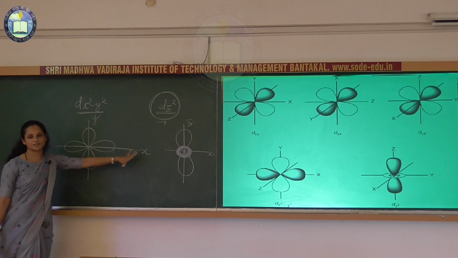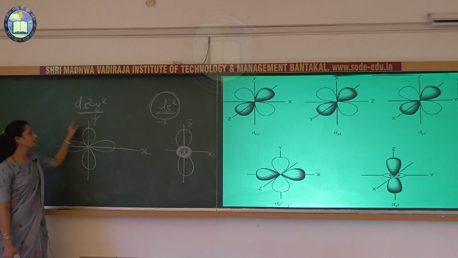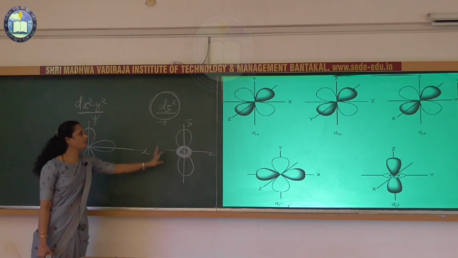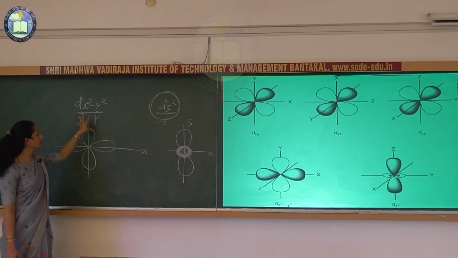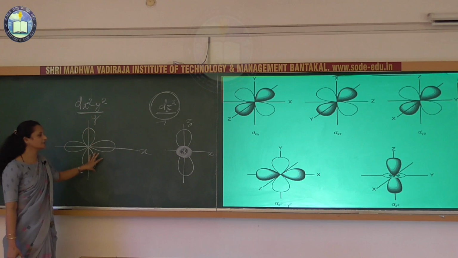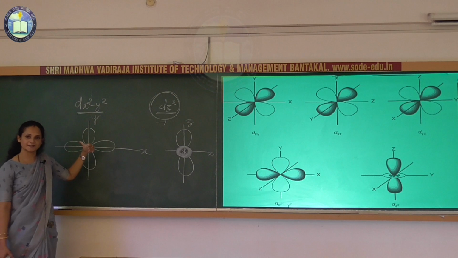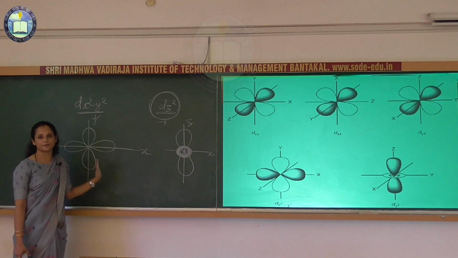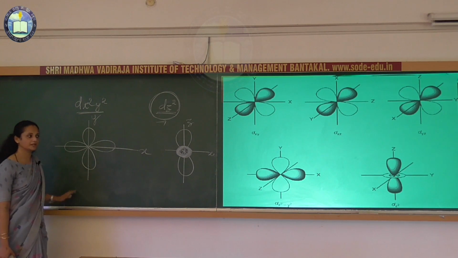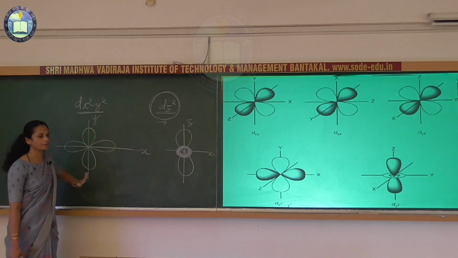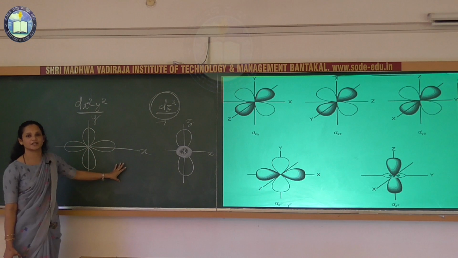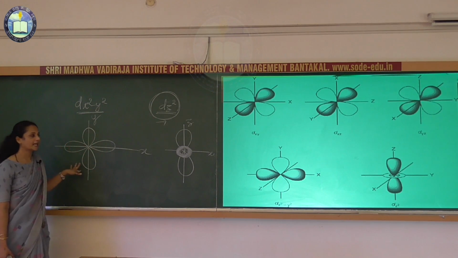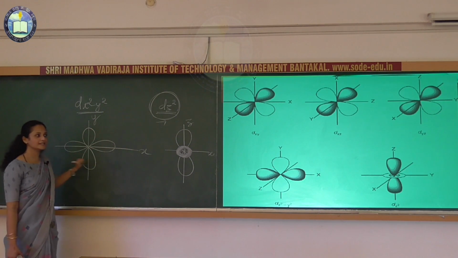So these two structures are important for the examination point. Draw the shape of dx square minus y square, or draw the shape of dz square. x square minus y square means on the axis; xy, yz, xz are between the axes. The last one, dz square, is a donut shaped orbital, having a different shape. But to remember, all these 5 d orbitals of a particular subshell have identical shape and identical energy. All 5 orbitals have the same energy.